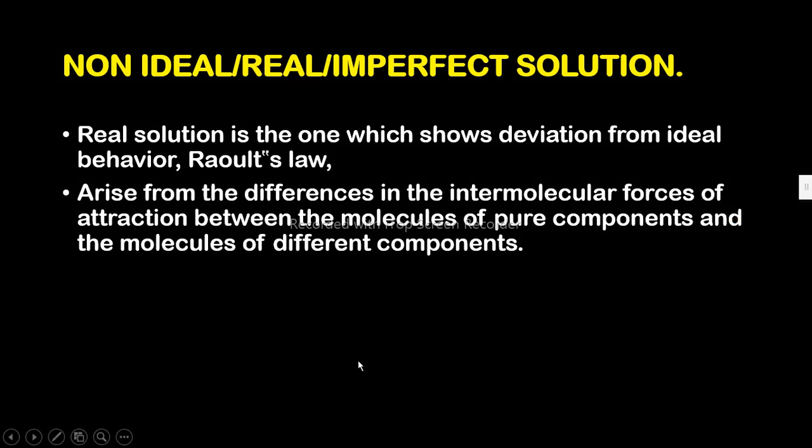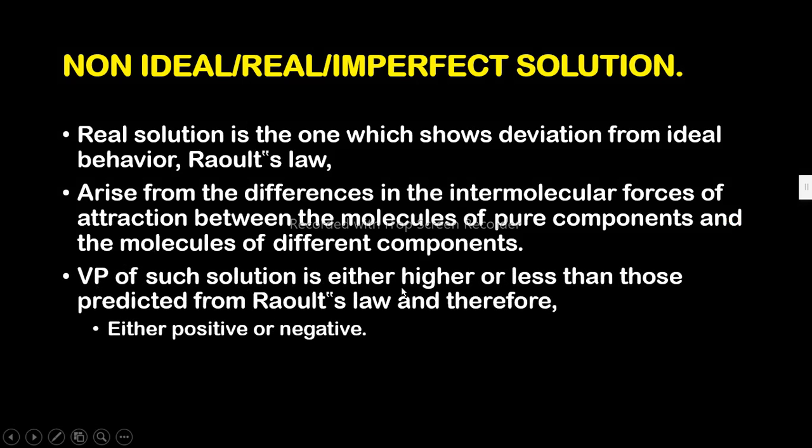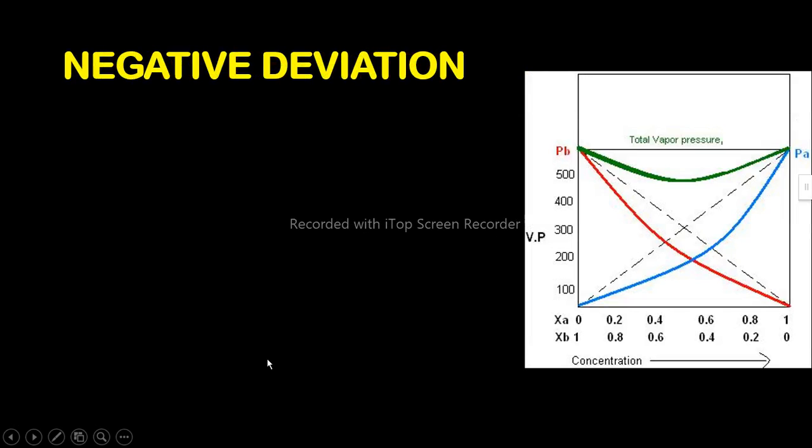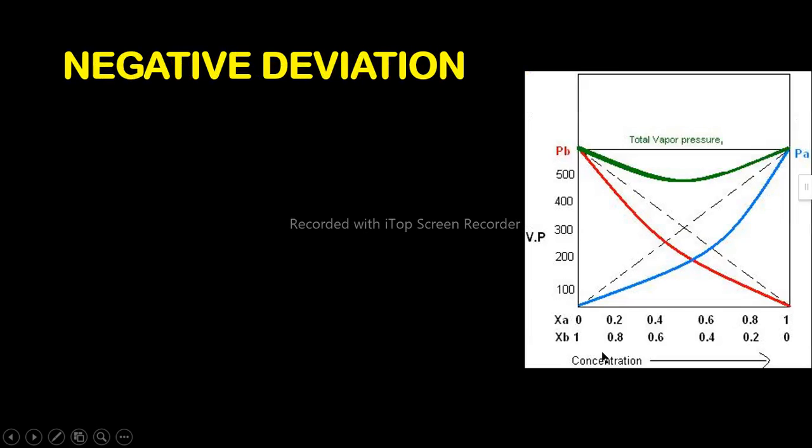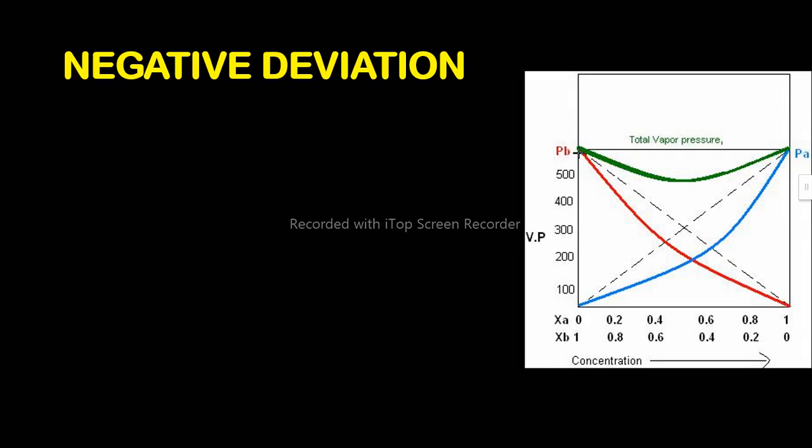Is that really good? Yes. So the vapor pressure of such a solution is either higher or lower than that predicted from Raoult's law. So therefore it will either deviate positively or negatively. So let's talk about the negative deviation. If this is the vapor pressure, how it is going to vary for this solution mixture, that is predicted by Raoult's law, then for the negative deviation, the vapor pressure becomes lower than what is predicted by Raoult's law.